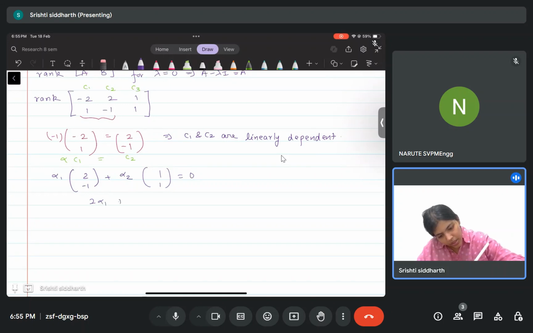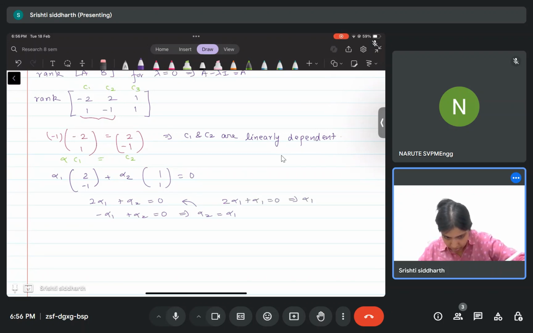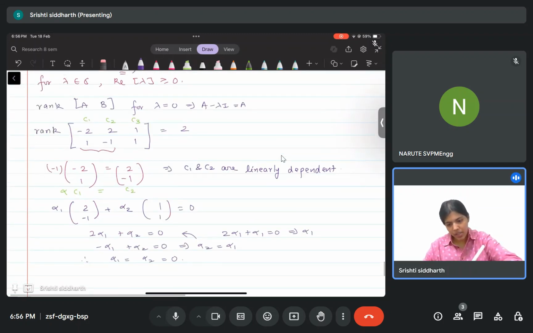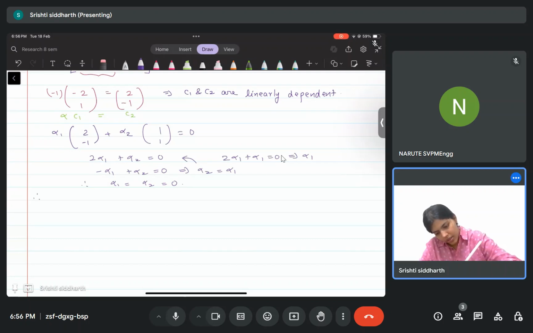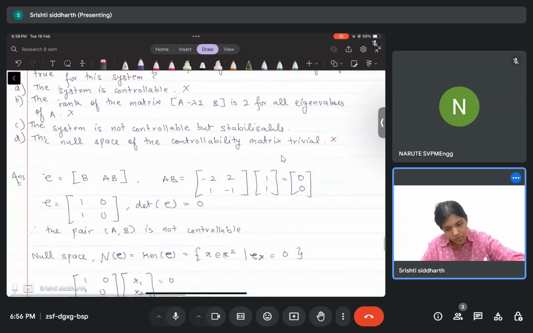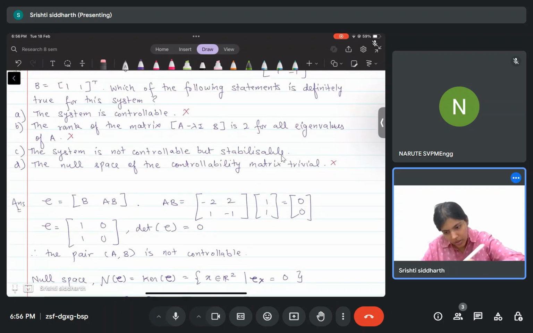So we will have 2 alpha 1 plus alpha 2 equals 0 and minus alpha 1 plus alpha 2 is 0. This simply implies that alpha 2 is alpha 1. Substituting that here, we see the rank of this matrix is 2, since we have only two linearly independent columns. You can also check for linear independence of the two rows by taking the linear combination and we get the same answer. Alright, so this is n. Therefore, the system is stabilizable. The system is not controllable but stabilizable.